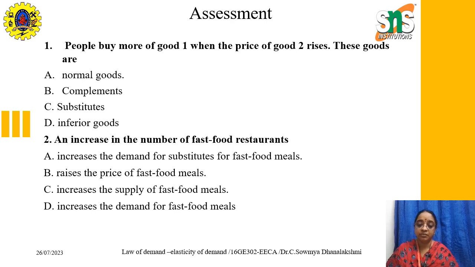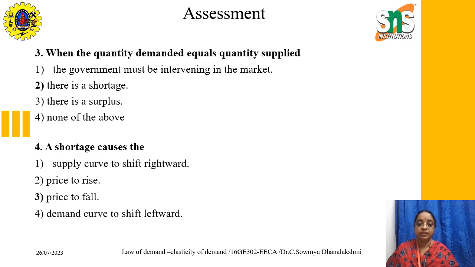An increase in the number of fast food restaurants is an example of increasing the supply of fast food meals. The condition when the quantity demanded equals the quantity supplied is called equilibrium. A shortage causes, whenever a commodity is having a shortage, automatically the price will rise.